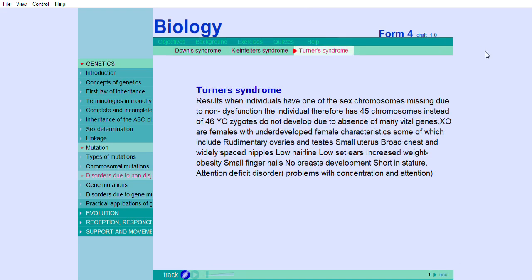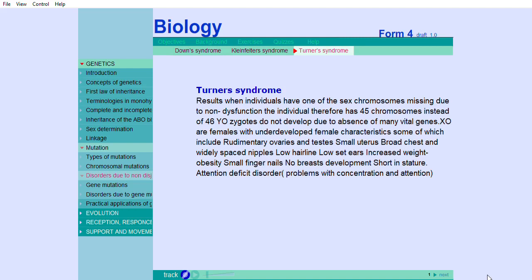Turner's syndrome results when individuals have one of the sex chromosomes missing due to non-disjunction. The individual, therefore, has 45 chromosomes instead of 46. YO zygotes do not develop due to absence of many vital genes.